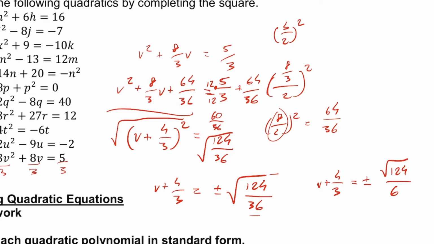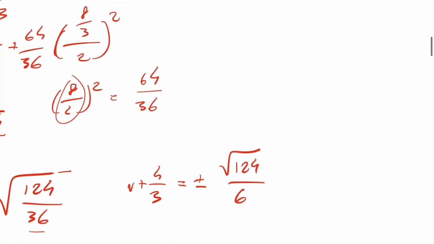And I just want to make sure that 124 can be divided by 4. Yes, it can. So this means we can also simplify this top square root of 124, since the square root of 124 can be broken into 31 times 4. And since 4 is a perfect square, we can pull it out of the square root. So the square root of 4 is 2, times square root of 31.